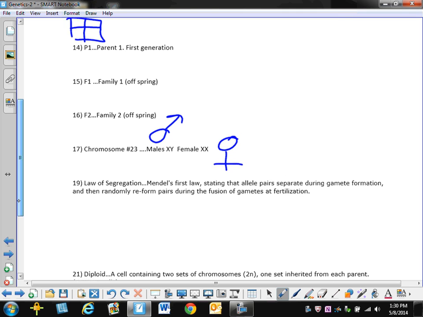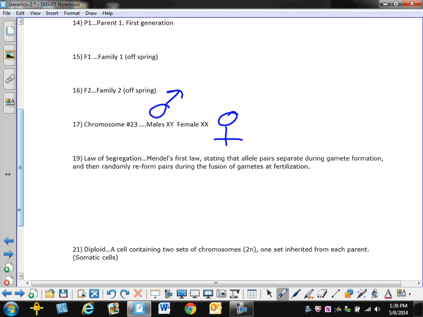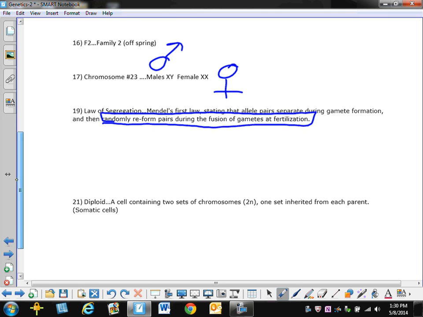Law of segregation. This says that all of this happens randomly. This is one of Mendel's rules. Gametes randomly reform pairs during fusion. Just remember, it happens randomly. Do not get overly hung up on this. Diploid. Do get hung up on this.